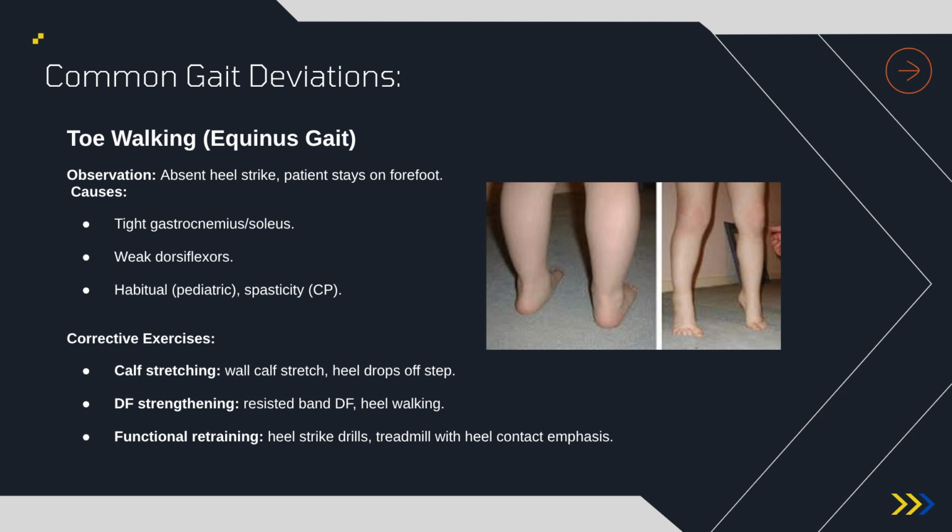Toe walking. What you'll see is an absent or delayed heel strike, persistent forefoot contact, and it's usually bilateral. It also may increase with speed.